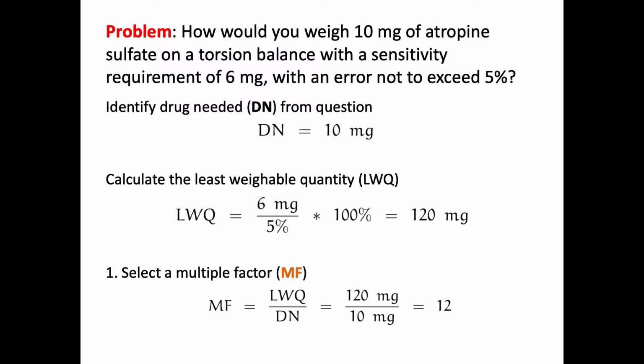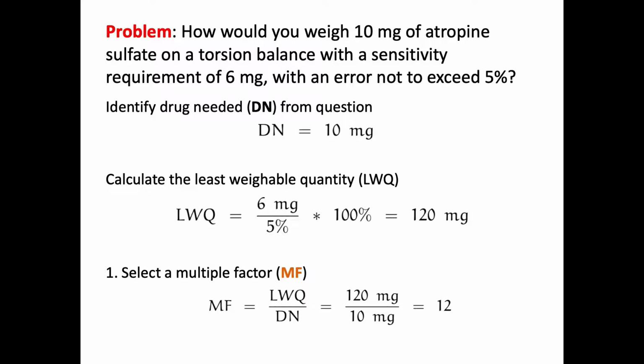So we can take the 120 milligrams divided by 10 milligrams. And fortunately, in this case, we get an even or a whole number. Again, it's not a fraction, so it's 12. So we do not need to round. If it was 11.6, we'd round up to 12.